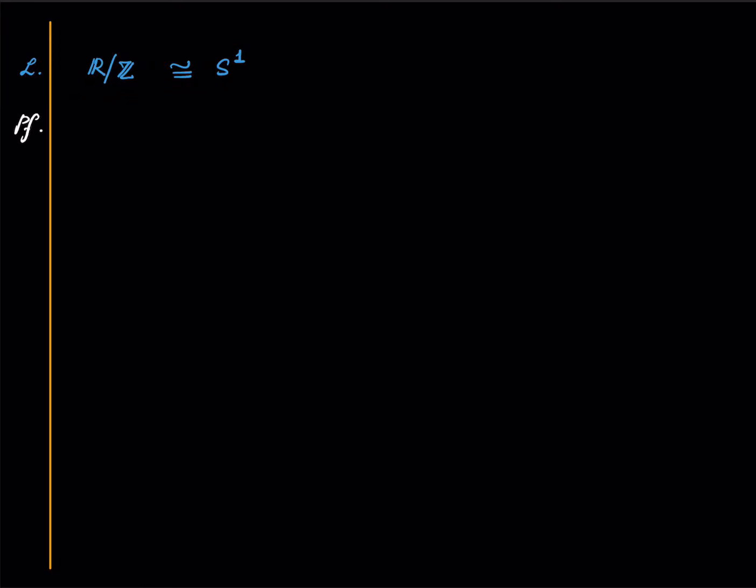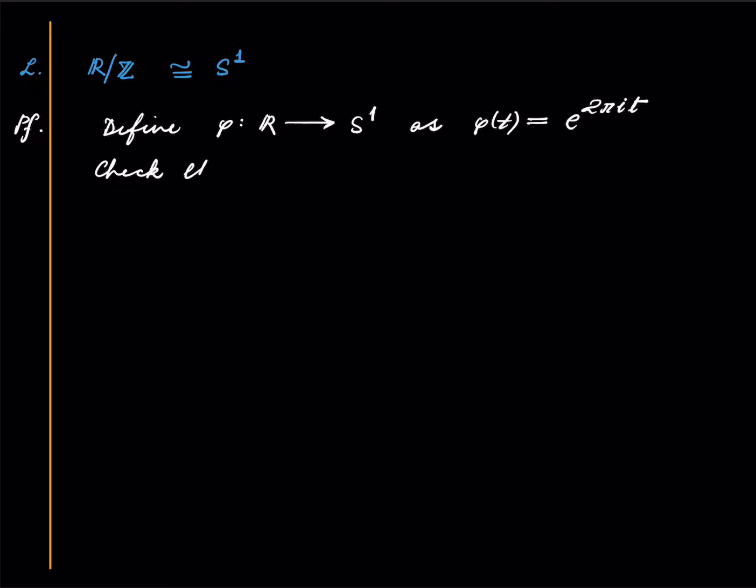So define phi from R to S1 as phi of t equals e to the 2 pi i t, I think will suffice, because t equals 1 maps to identity. So that's my map, and it's easy to check that phi is a homomorphism, simply because the exponential converts addition to multiplication. Therefore, we have a homomorphism.